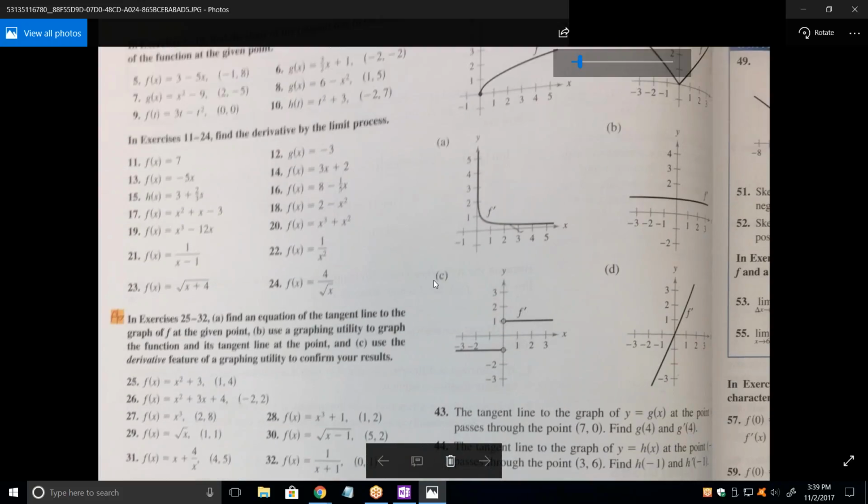Okay, so number 11 here is what I'm looking to do. Or any of those in 11 to 24, where it says find the derivative by the limit process.